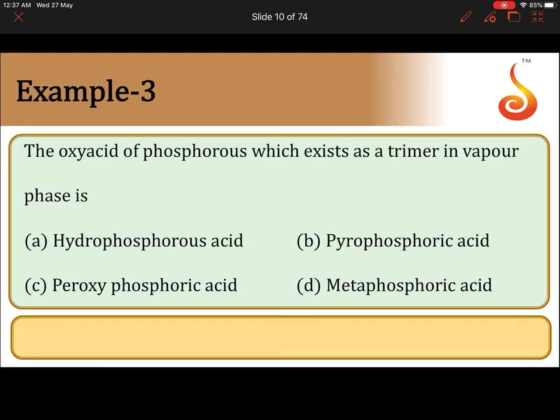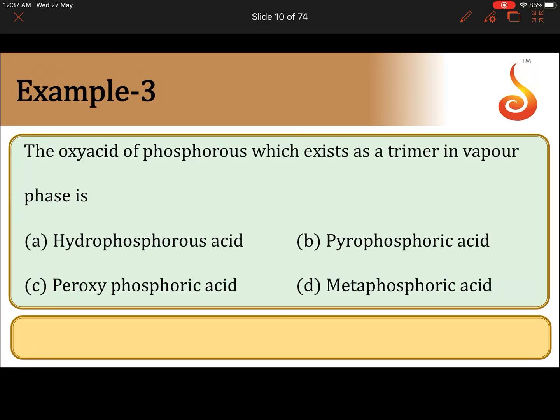The oxyacid of phosphorus, which exists as a trimer in vapor phase, is: option A is hypophosphorous acid, option B is pyrophosphoric acid, option C is peroxyphosphoric acid, option D is metaphosphoric acid.